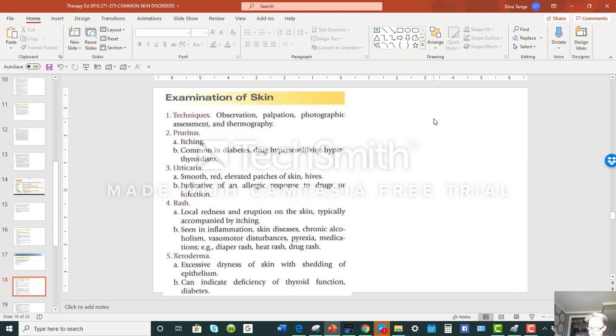Xerodermia. My goodness. This is why I am not a medical doctor. Way too many words I don't know how to say. I think I would need a course just in learning how to say these words. Okay, let's see.